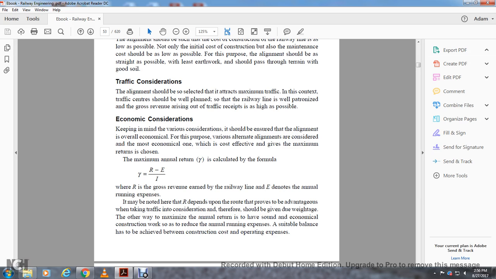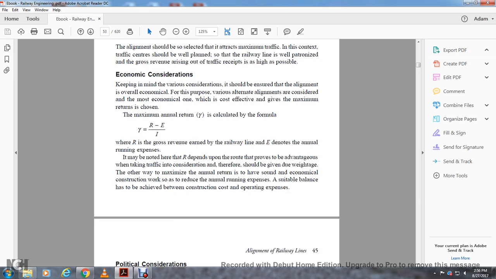It is to be noted that the aim is to choose the route that provides the maximum annual return. Due weightage should therefore be given to sound economical construction work to reduce the annual running expense. A suitable balance has to be achieved between the construction costs and operating expenses.